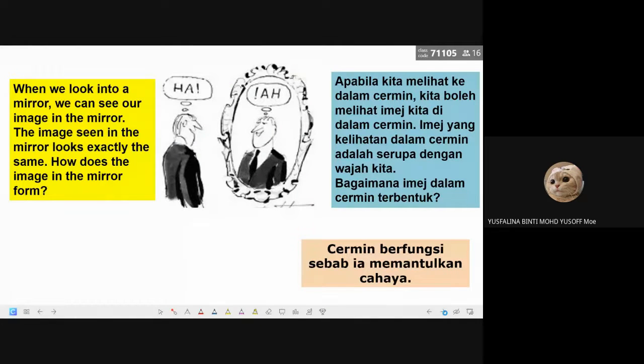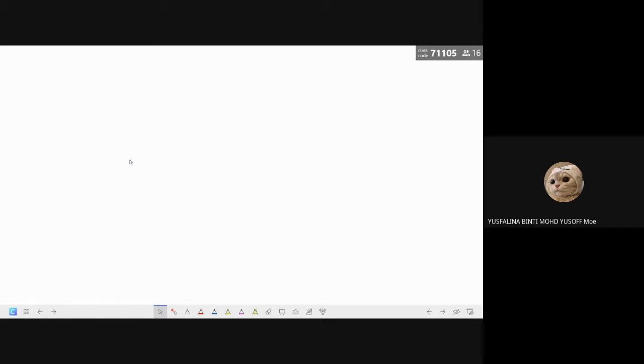When we look into a mirror, we can see our image in the mirror. The image seen in the mirror looks exactly the same. How does the image in the mirror form? It's actually by the reflection of light. The mirror functions because it reflects the light.